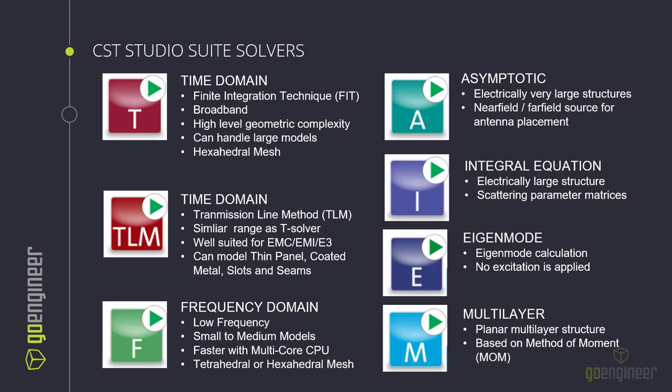Our frequency domain solver is more for our low frequency applications on small to medium models, and it solves faster with a multi-core CPU. It's got the option for a tetrahedral or a hexahedral mesh. The asymptotic solver is for electrically very large structures. So imagine an airplane when lightning strikes it, or a ship where you're looking for cosite interference of the antenna on a ship. Then we have integral equation, also for large structures; eigenmode, where we're not using any excitation; and the multilayer solver, a planar multilayer structure based on the method of moments.